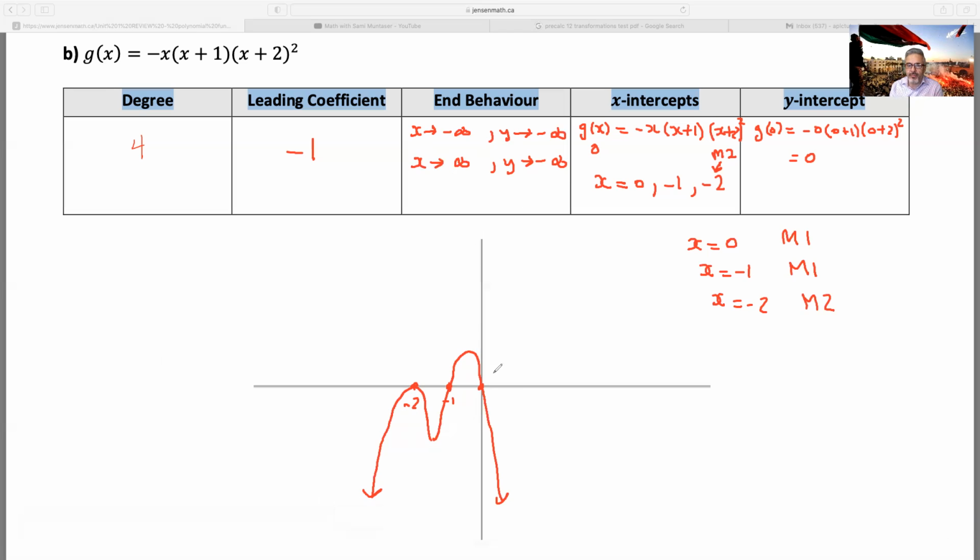Also, as x goes to infinity, that means as you're moving this way with the graph, what's happening to the y value? As we move right, the y value keeps on going to -infinity as well. And this is the answer for this one. I'm going to do one more.